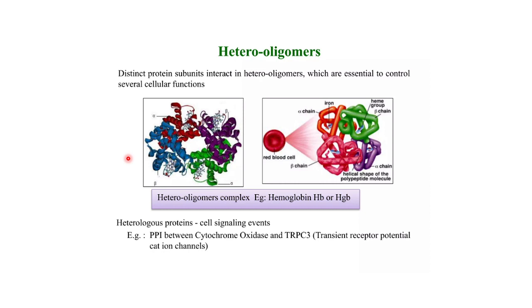Heterologous proteins are involved in different cell signaling events, such as the protein-protein interactions between cytochrome oxidase and TRPC3, that I mentioned before.